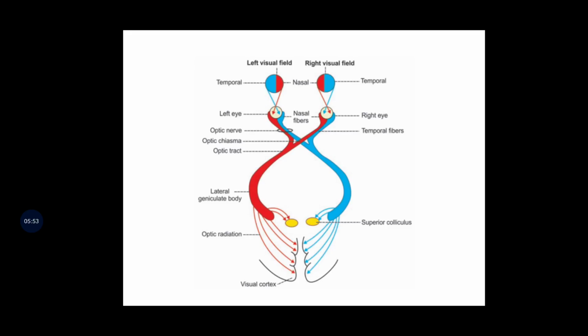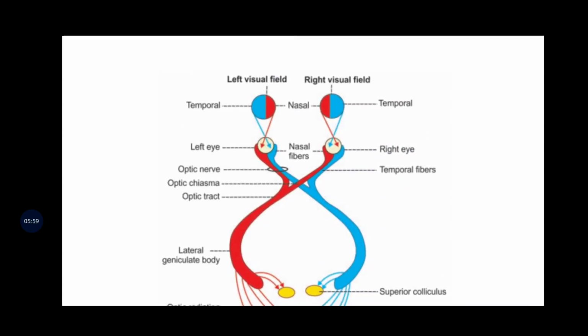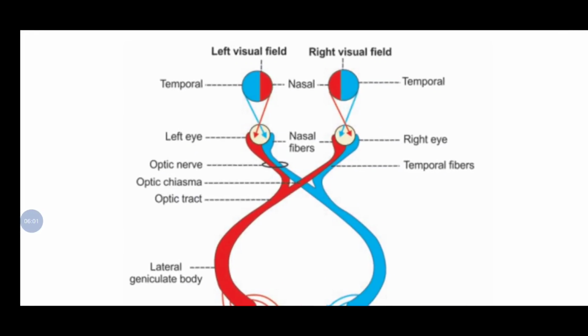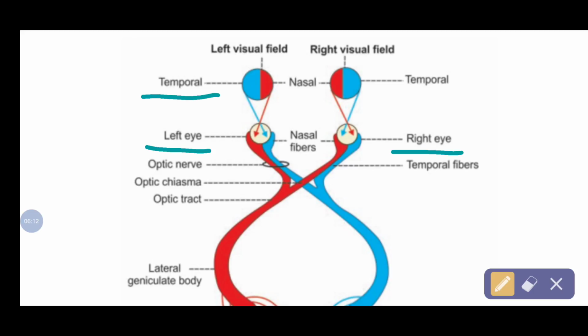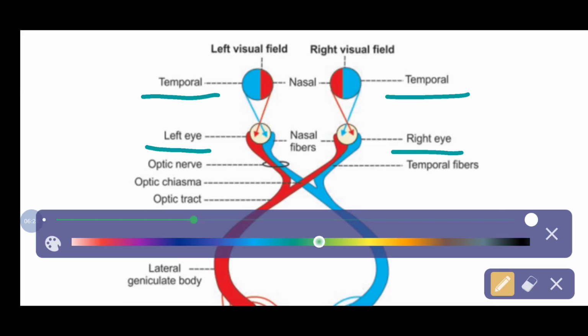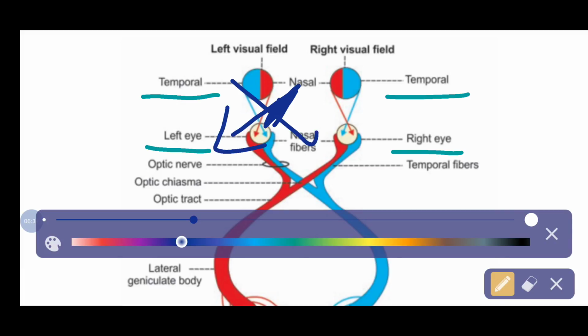Now in this diagram I can tell you what we mean by the temporal part and the nasal part more clearly. So this is the left eye and this is the right eye. Left eye, the temporal part is the blue, and the red is the nasal. So if you are able to see, the red part is focused on the temporal part of the left eye. See, it is making this connection.